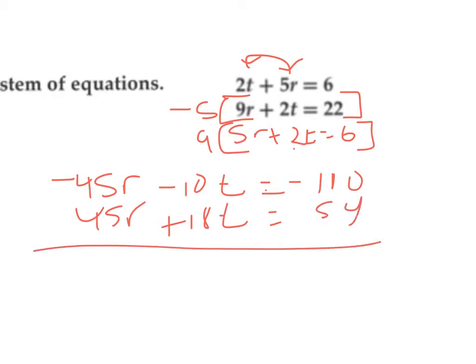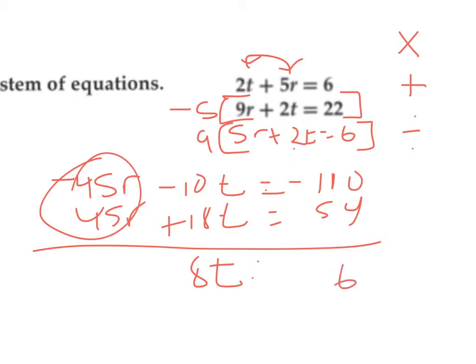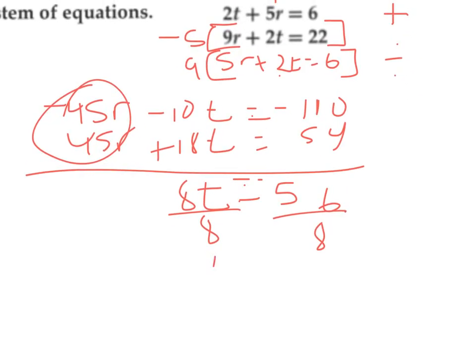So after I do my multiplication, we always go multiply, add, divide. So this will always cancel out, so I add. 18 and negative 10 is 8t. And negative 110 added to 54 is negative 56. And then I divide by 8. And when I divide by 8, I get t equals negative 7.